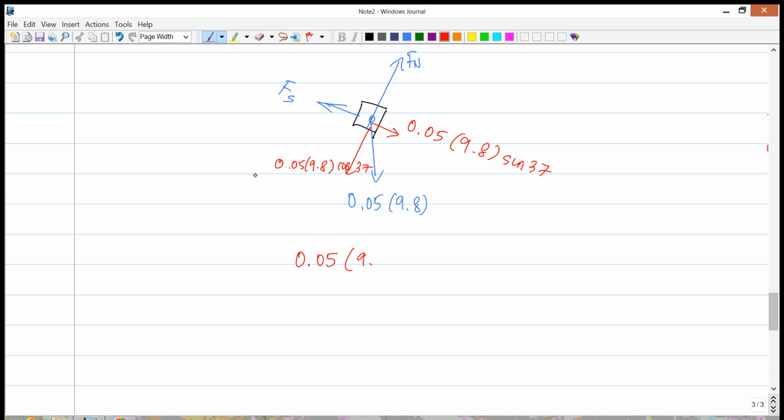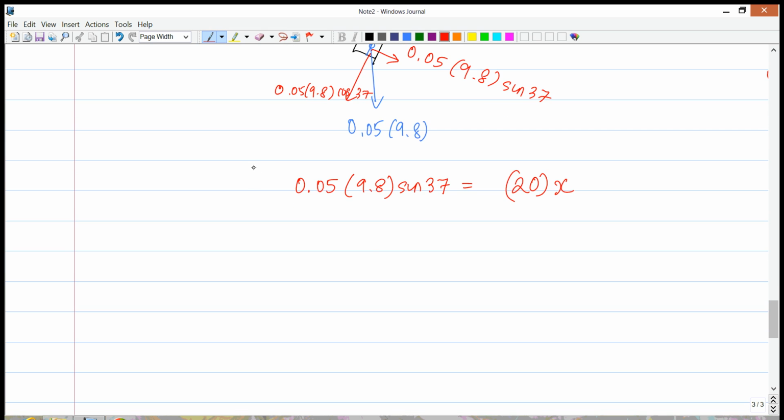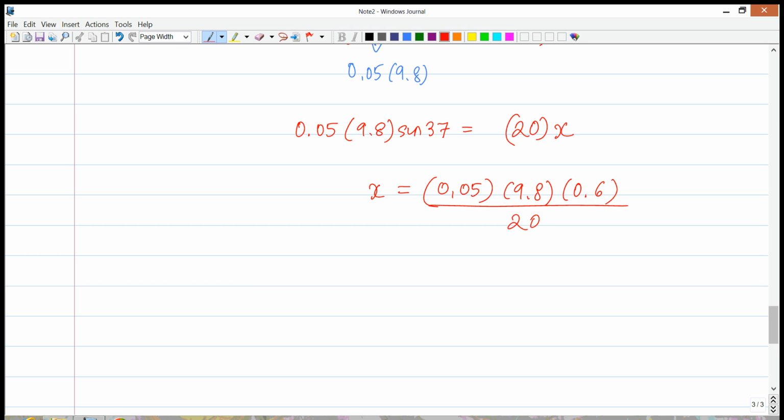What we get is 0.05 times 9.8 times sine of 37 is equal to the force of the spring, which happens to be 20, which is K, multiplied by the extension, the equilibrium extension. And so this gives us X is equal to 0.05 times 9.8 multiplied by 0.6, which is approximately what sine of 37 is, and divided by 20. And you can calculate this and obtain a number for this.